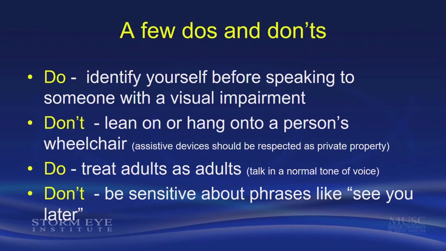Do identify yourself before speaking to someone with a visual impairment. Don't lean or hang on to a person's wheelchair. So the assistive devices are part of that person's body, and respected as private property. Do treat adults as adults. You want to talk in a normal tone of voice, and then you can develop a communication plan and a strategy that's right for that individual. But initially, treat an adult as an adult. And you don't have to be sensitive with patients that are blind. You don't have to be sensitive with phrases like, see you later.